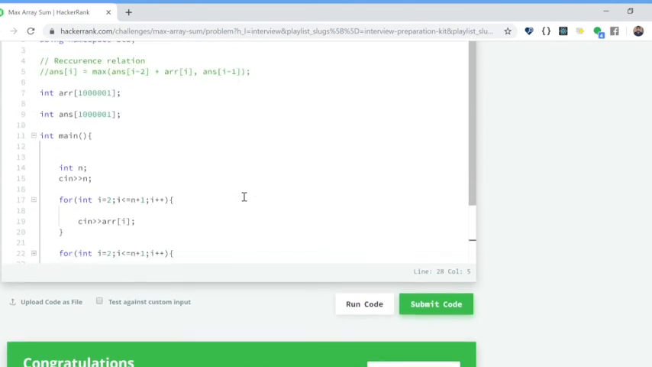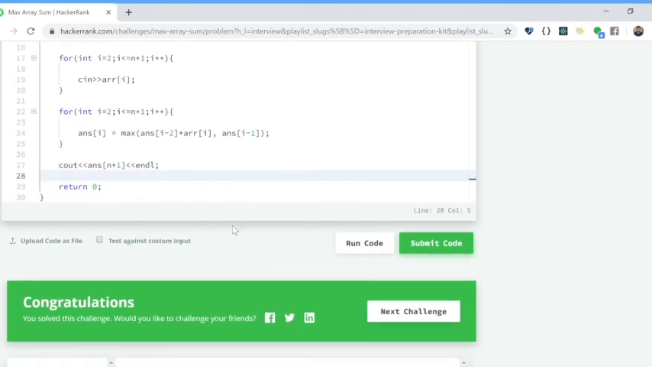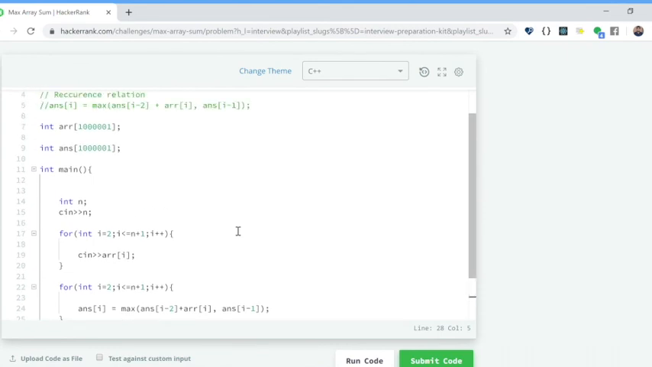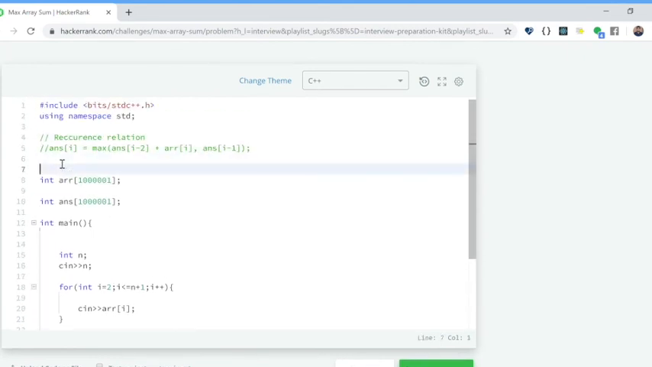And finally, the time complexity of this solution, as you have guessed it correctly, is O of n, and n stands for the number of elements in my given input or in my given array.